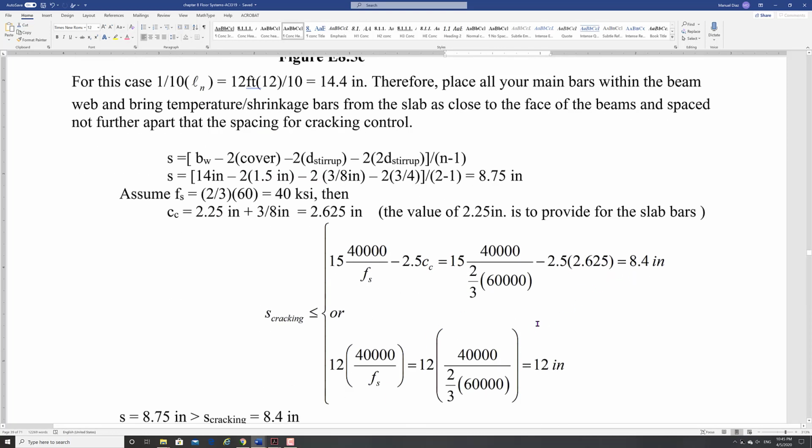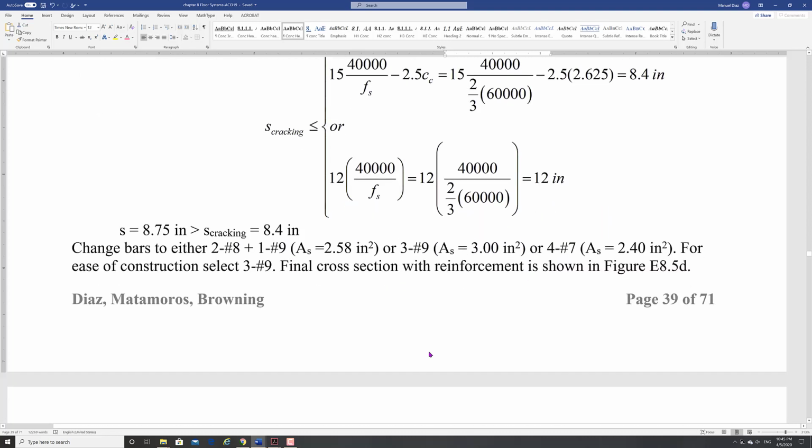All right, so cracking control will be okay, so there it should be, right? And you can either do 2 number 8s plus 1 number 9. You can do 3 number 9s, 4 number 7s. So here I said, okay, 3 number 9s, we just work. Okay.